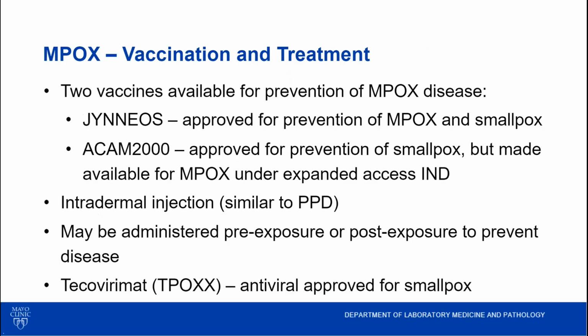In terms of vaccination and treatment, there are 2 vaccines available for prevention of MPOX disease. The Jynneos vaccine is approved for prevention of both MPOX and smallpox and is the vaccine that's being used most predominantly across the United States. There is a second vaccine listed here that's approved for prevention of smallpox, but it has been made available for immunization against MPOX under an expanded access IND.